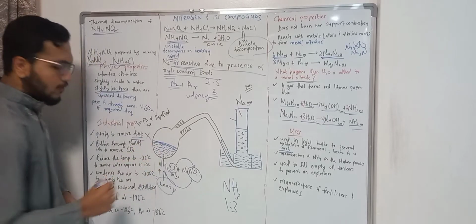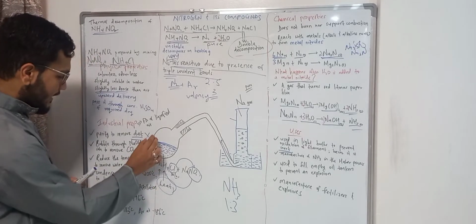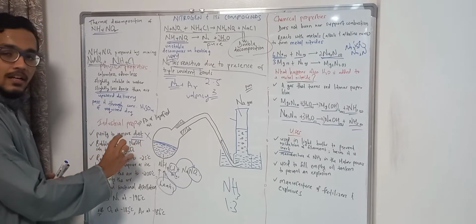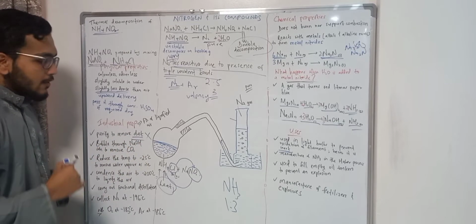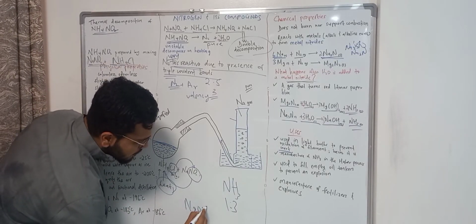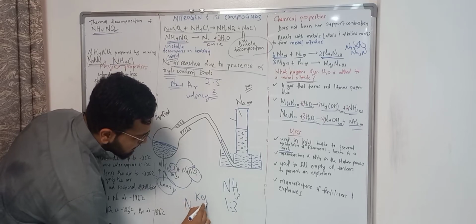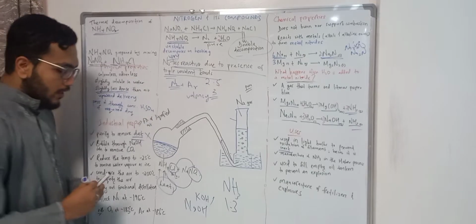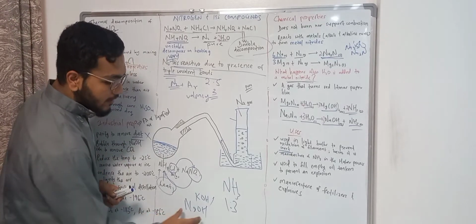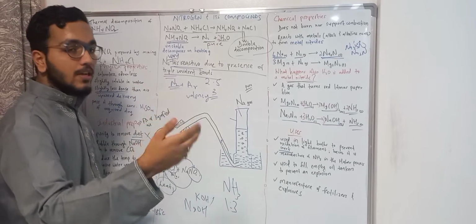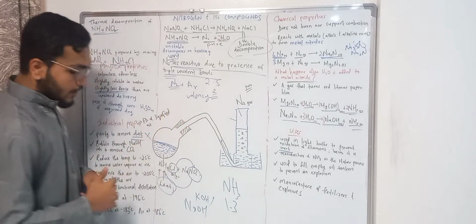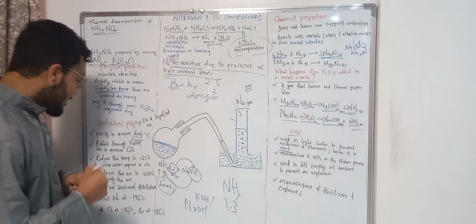Dust particles are gone. You pass the dust-free air. You bubble it through sodium hydroxide solution to remove carbon dioxide. Right? You bubble it through sodium hydroxide, or instead of sodium hydroxide, you can use potassium hydroxide. You bubble it through either of the solutions to remove carbon dioxide, because carbon dioxide will react with sodium hydroxide to form sodium carbonate and water, or potassium hydroxide to form potassium carbonate and water. You then pass the CO2 free air.